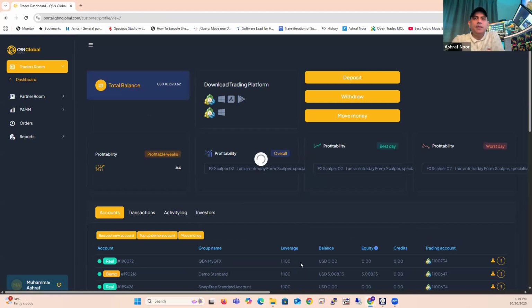As you can see here, this is the account just created today, and this is the account number, and you can see a QBN on MyQFX platform. And then what you have to do is just deposit some funds here. And again, if you really want to avail that offer, I'll help you with the 2 sessions. I'm going to show you the special offer later. Okay, so you will have this account number.